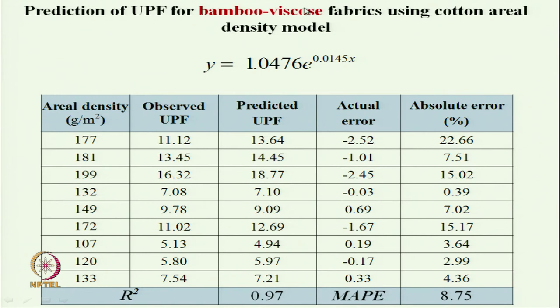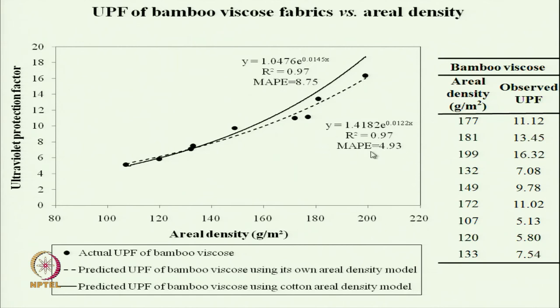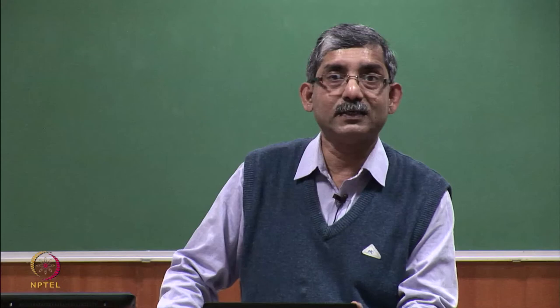And if we use this areal density of cotton with the bamboo viscose, the error has increased to 8.75, but still this error is much lower than the cover factor. You can see here it is 4.93 when we used the viscose as a model, and using the cotton model it is becoming 8.75. So, one can now see that to predict the UPF of fabric, we can use that areal density as an independent variable.